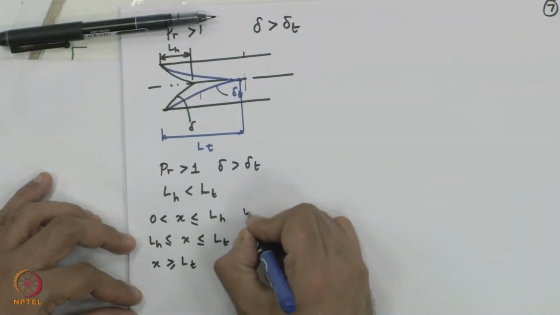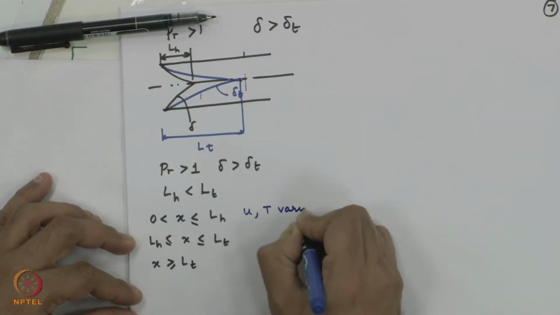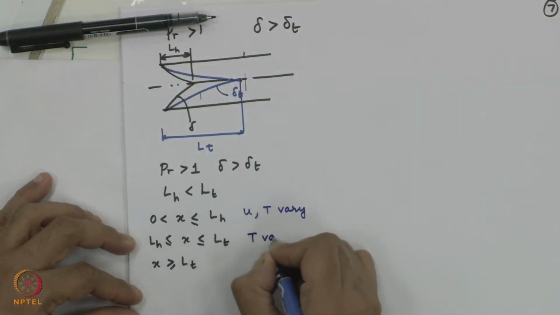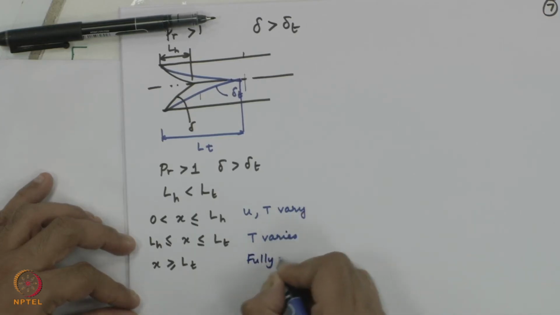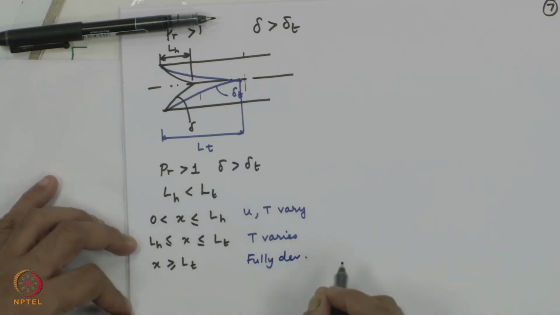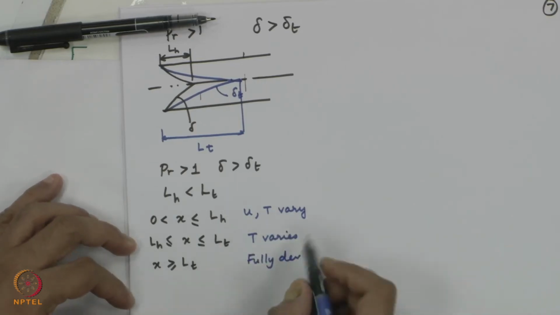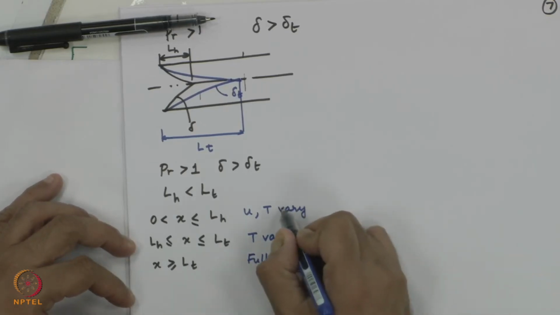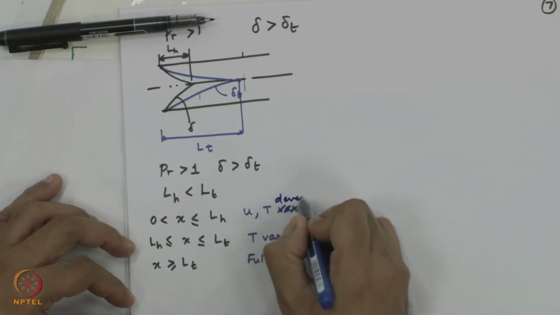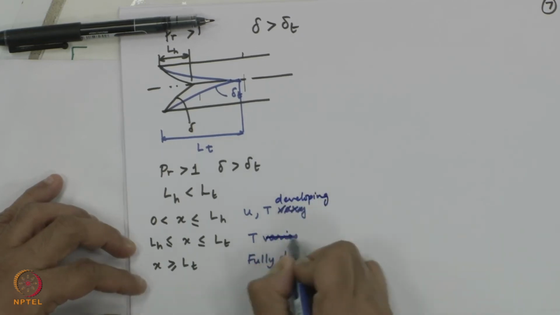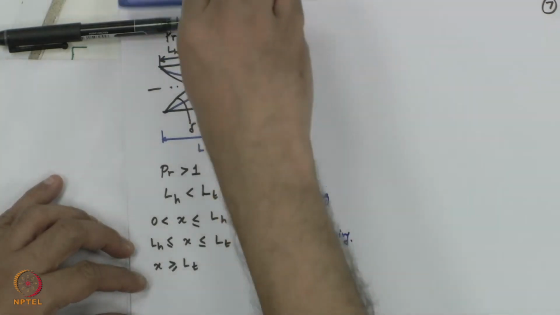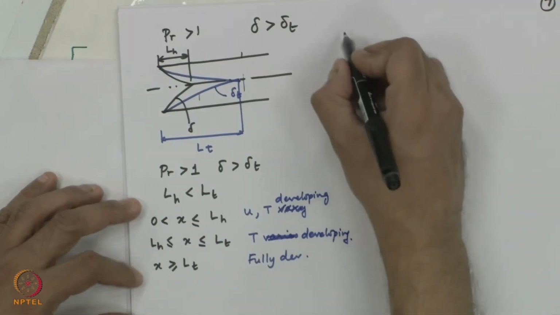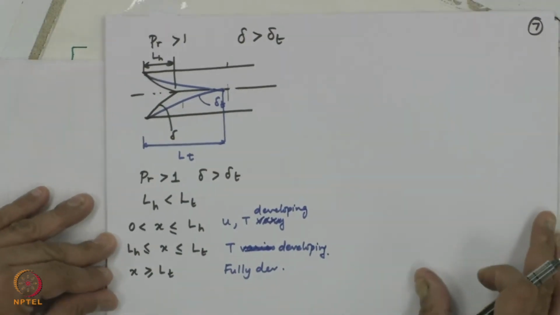Here both U and T vary, here only T varies, and here fully developed. Okay. So, here what I mean by vary is, I will write U and T developing. Here T is developing, U has become fully developed. This will result in different simplification of the energy equation.